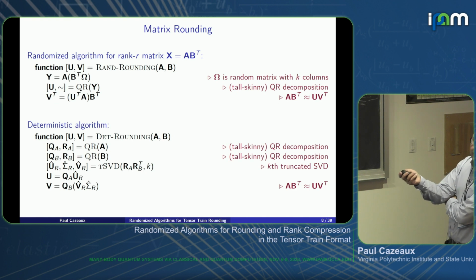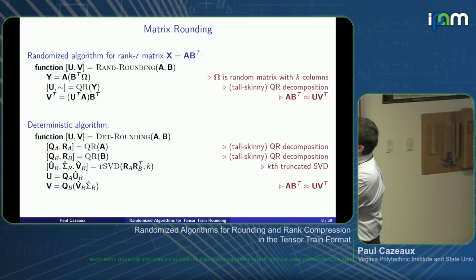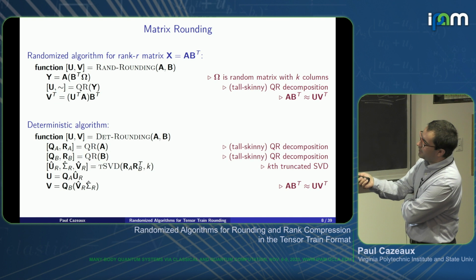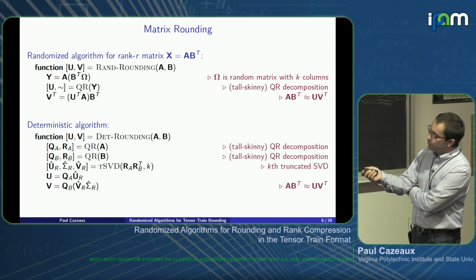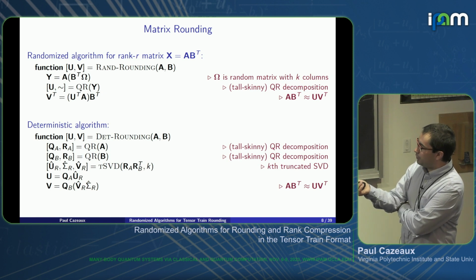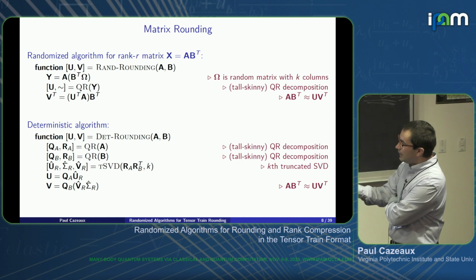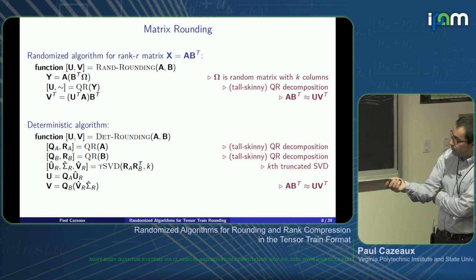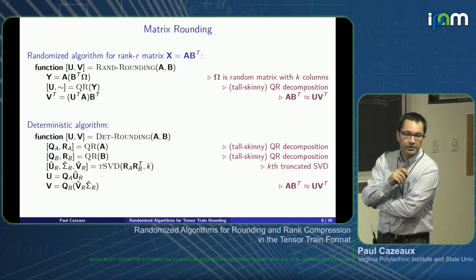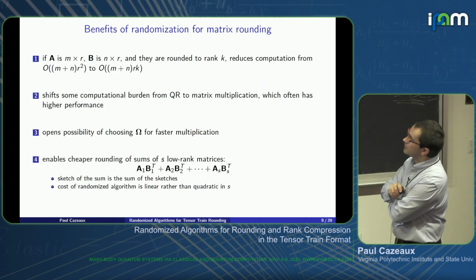Here we can compare the randomized version of the algorithm to the deterministic version. In the randomized version, we pick a sketch omega, making this Y much smaller, compute a QR, and essentially we are done. In the deterministic version, we first compute an orthogonal decomposition of the matrix A, then an orthogonal decomposition of the matrix B with QR, and then we do an SVD on the resulting factors RA and RB. So the whole thing is a bit more costly.